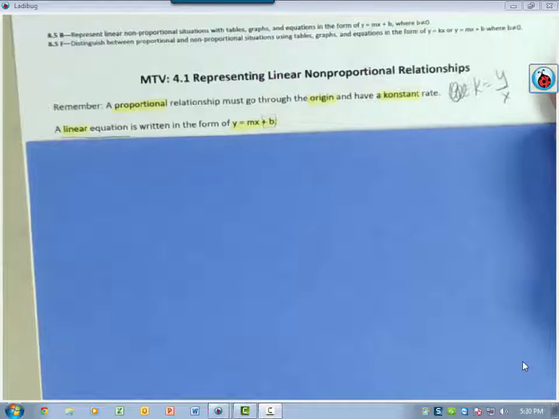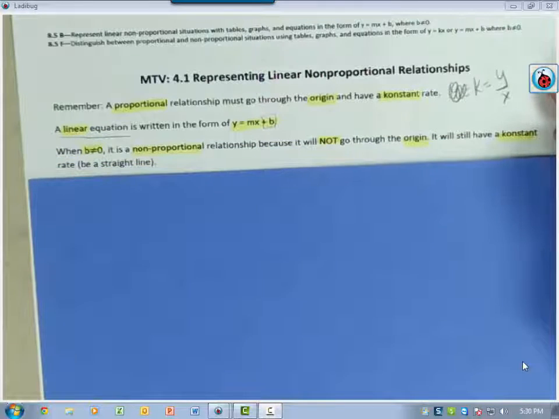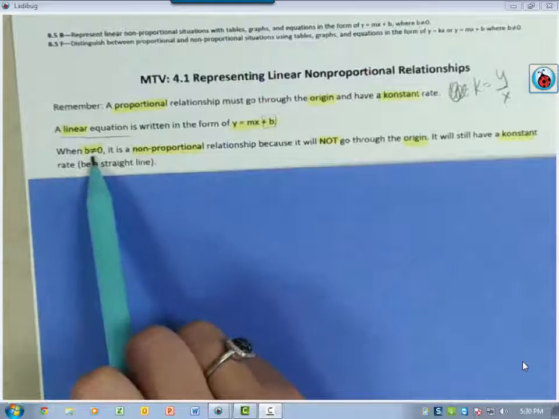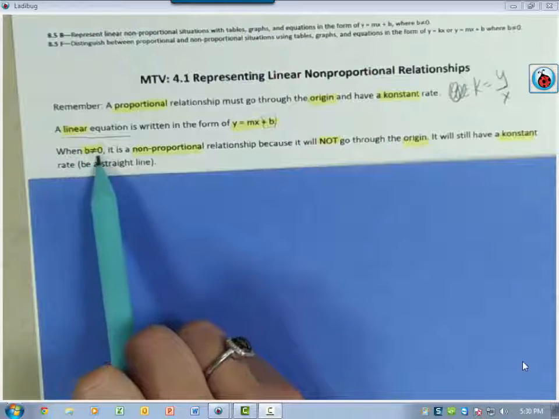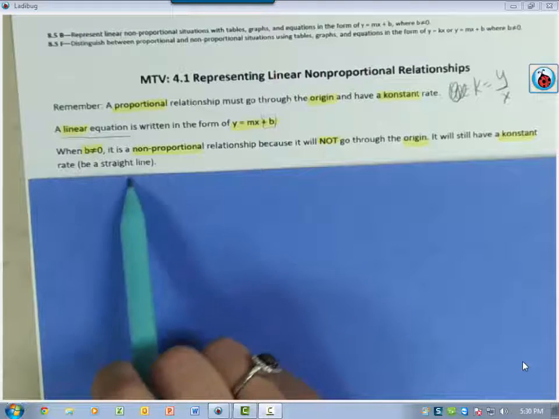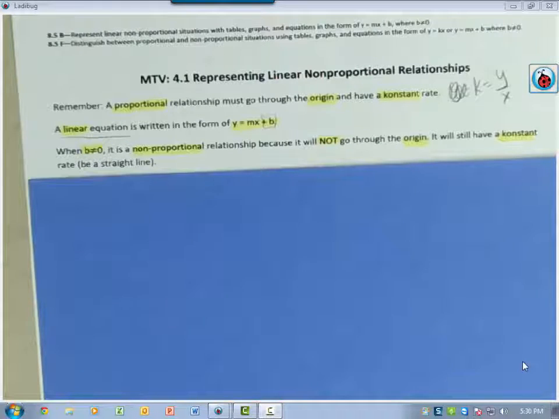Alright? When b is not equal to 0, it is a non-proportional relationship because it will not go through the origin. Remember, it has to go through the origin in order for it to be a proportional relationship. It will still have a constant rate though, and it still will be a straight line.